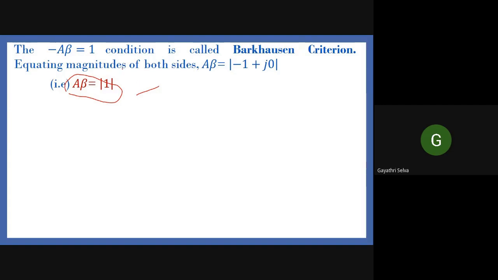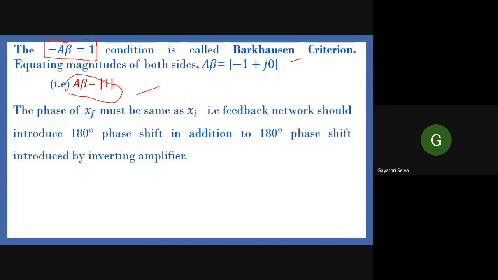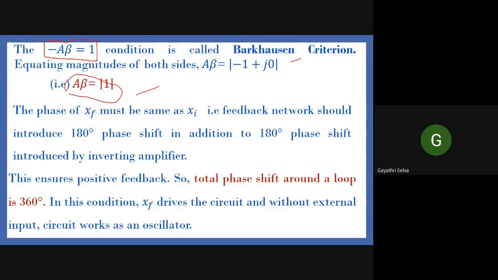I want the feedback to be exactly the same as the already existing input signal. So in that case, I have to make minus A beta equal to 1, and this condition is referred to as the Barkhausen criterion. And what is the other one? We have voluntarily introduced a phase shift of 180 degrees. Therefore, the total phase shift should be equal to 0 degrees or 360 degrees. All these things are carried out without applying any external input directly.